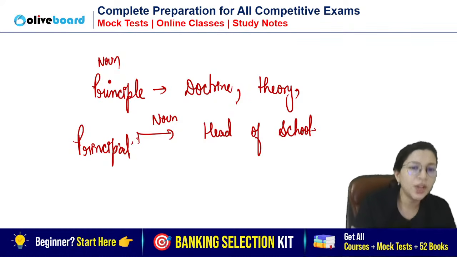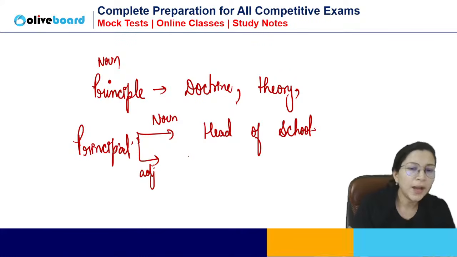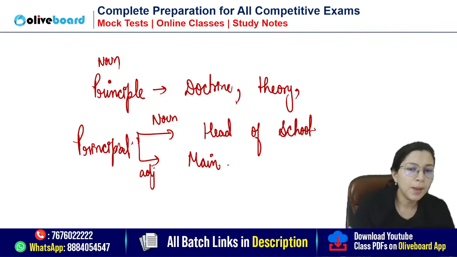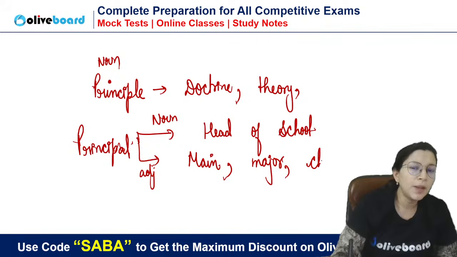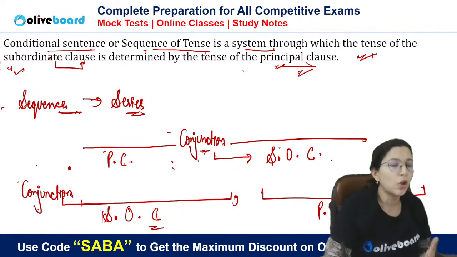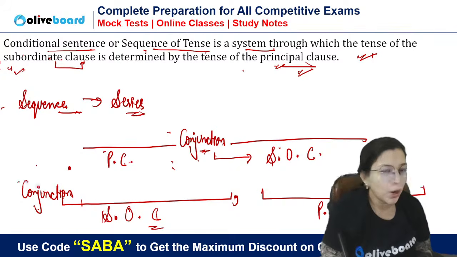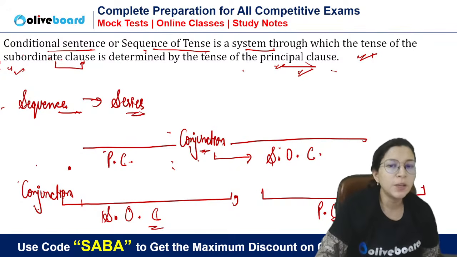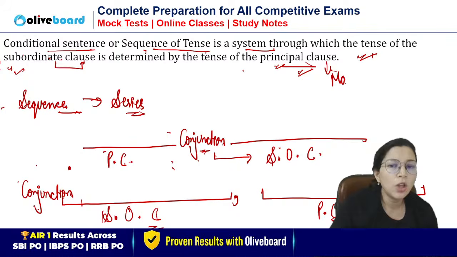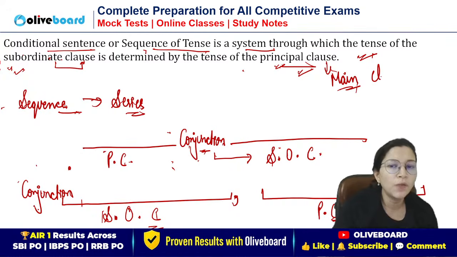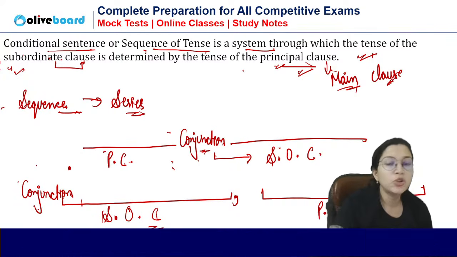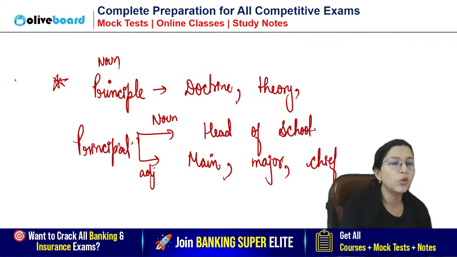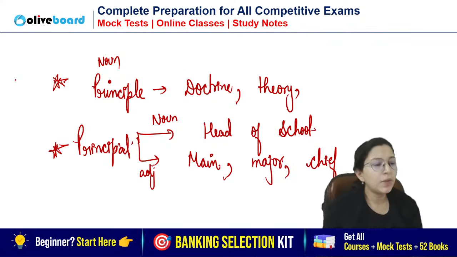And it is an adjective also. That means main, major, chief. Whenever we talk about main, major, chief, anywhere, which clause will come here? Main clause. Are you getting my point? So this principal clause is the main clause. So for main clause you can never use the LE form. It will always be the AL form. Remember that, because there are so many questions based on these two homophones. So whenever we talk about main, major, chief, you will use PAL, not PLE.